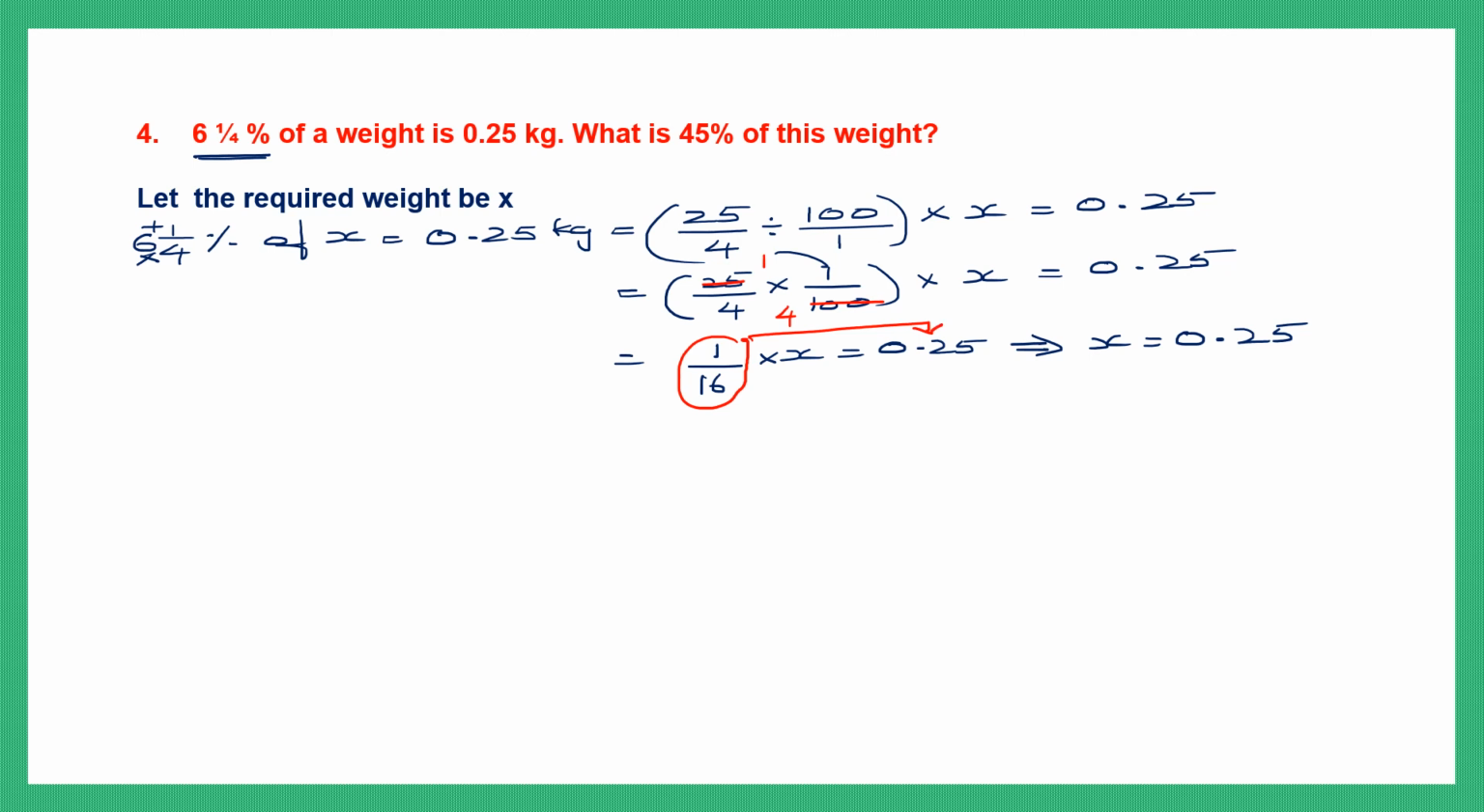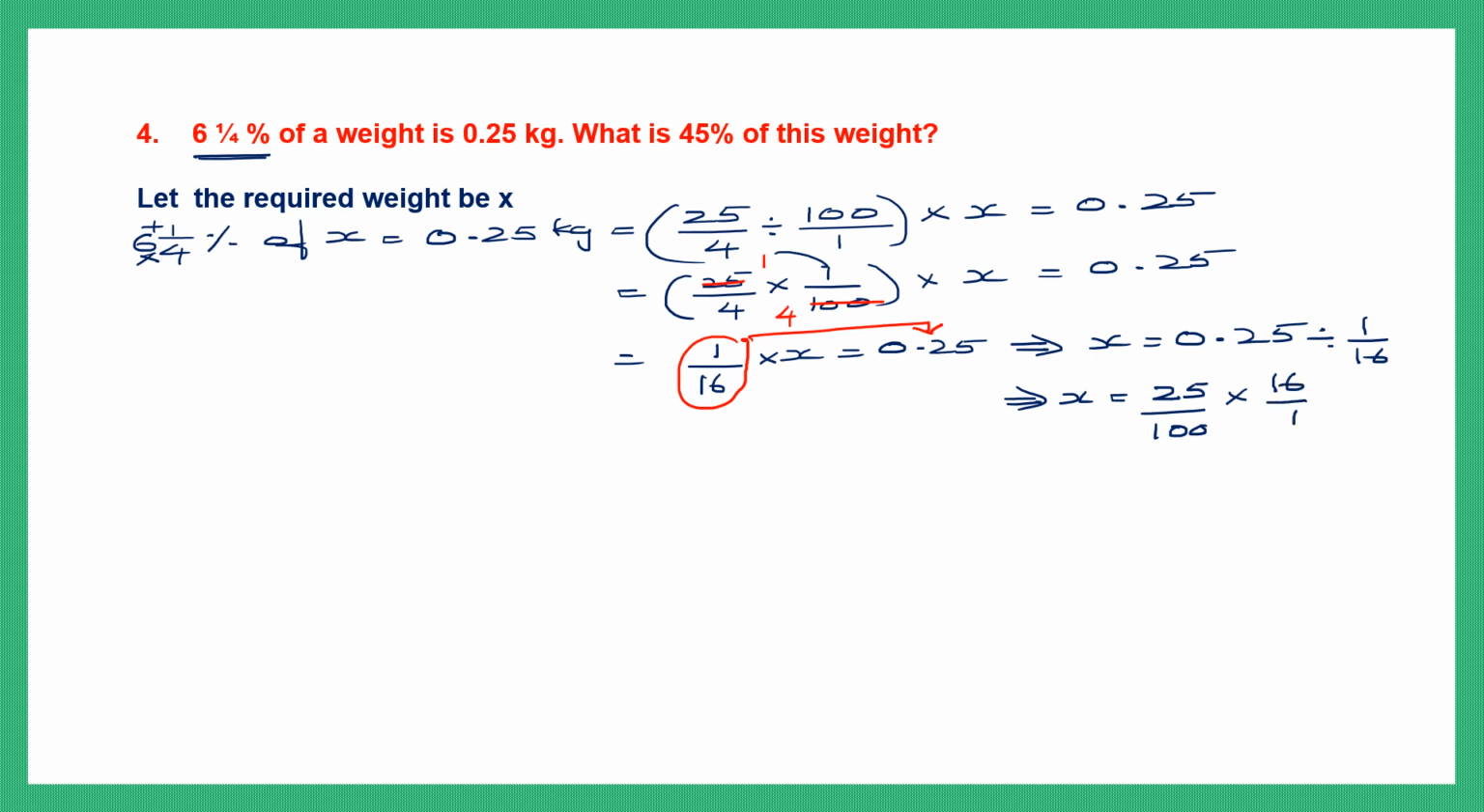So that will become division. Division by 1 by 16. So this will be x is equal to, now 0.25, I can write it as a fraction. That is 25 by 100 because there are two places. Division changes to multiplication. 1 by 16 becomes 16 by 1.